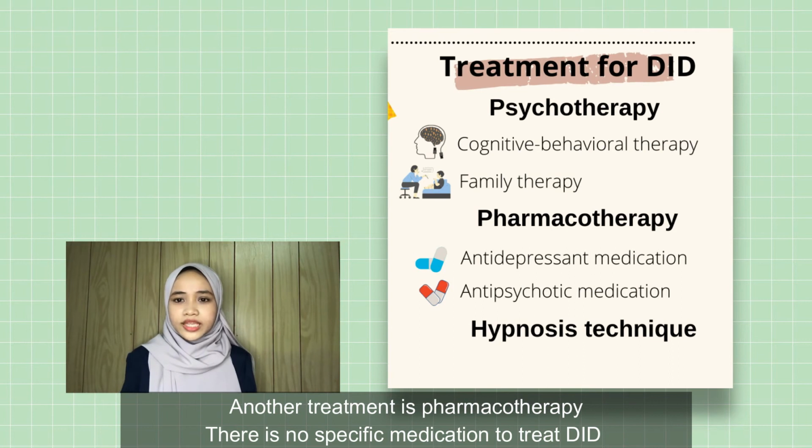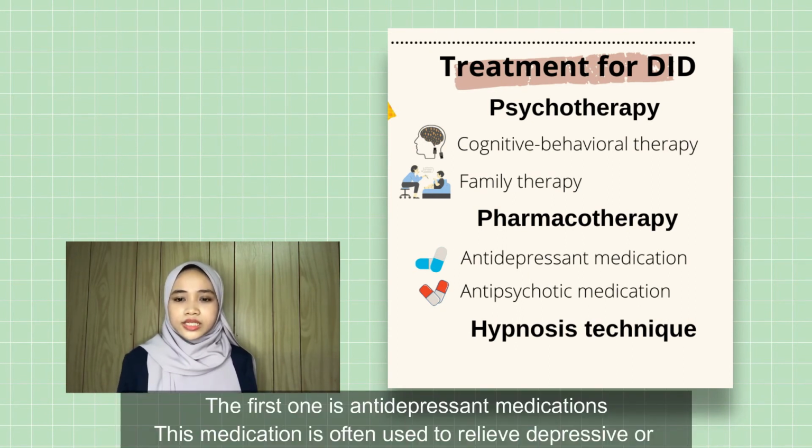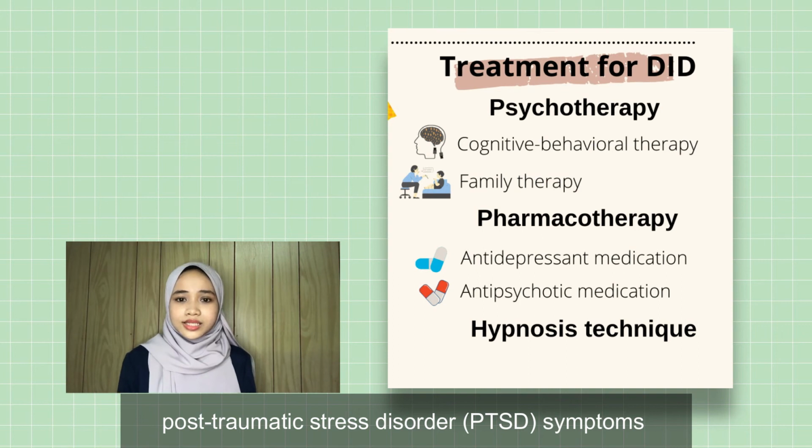Another treatment is pharmacotherapy. There is no specific medication to treat DID. However, medication can be used for associated conditions such as anxiety, depression, and so on. The first one is antidepressant medication. This medication is often used to relieve depressive or post-traumatic stress disorder (PTSD) symptoms.